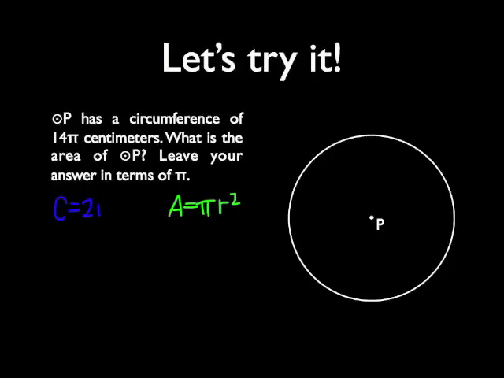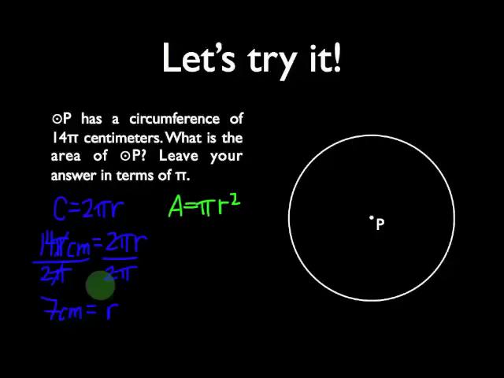Circumference is equal to 2 pi times the radius. We'll plug in our circumference into the formula. So 14 pi is equal to 2 pi r. Well, to find the radius, we simply divide both sides of the equation by 2 pi, telling us that the radius is 7 centimeters.